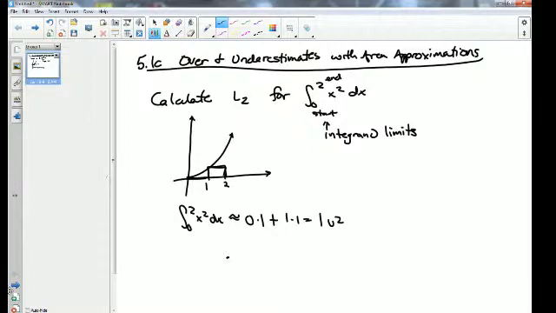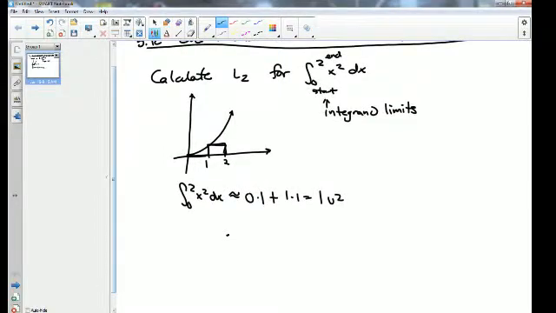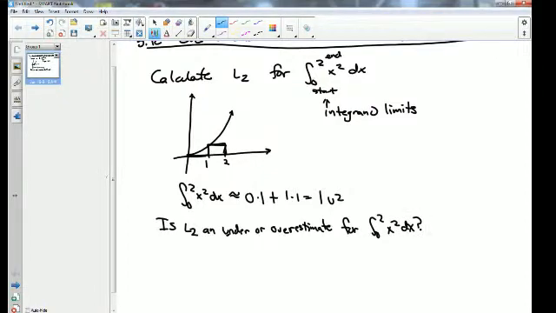Okay, the question that you will probably see is: is L2 an under or overestimate for this integral? Justify your answer. You can look at the graph and see the answer, right? It's an underestimate. L2 is an underestimate for the integral from 0 to 2 of x squared dx.